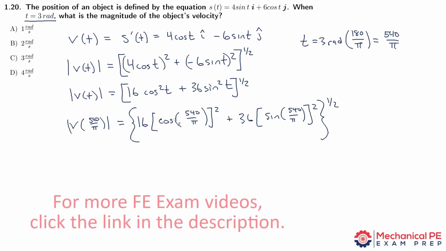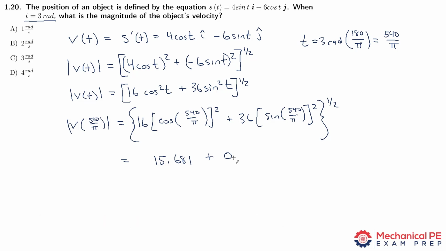So just be careful. You can do this in steps in your calculator. You can calculate this first. I actually took the time to do that, so I got approximately 15.681 for this first bit plus 0.717, and that's all inside the braces. That's being raised to the 1/2, and the result is 4.05.